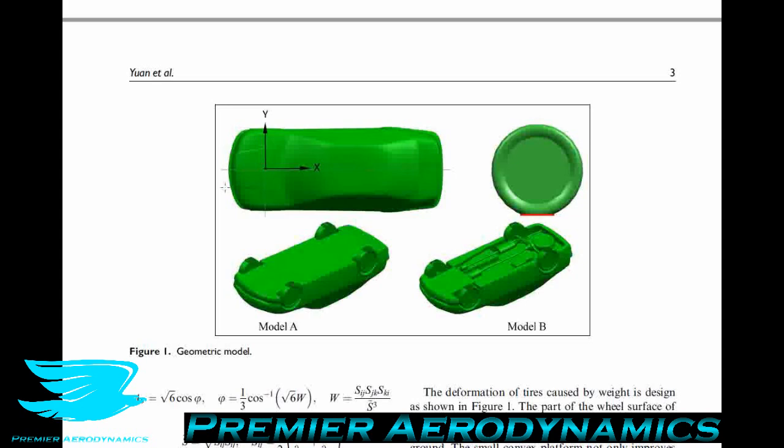I'm assuming this is just a regular ICE car. And with that, you're going to be getting about a 30 count increase with the radiator flow taken into account. So apart from that, the car is featured in two different models, Model A and Model B. The main difference between these two models is that Model A has a flat underbody, while Model B has an underbody similar to that of cars.